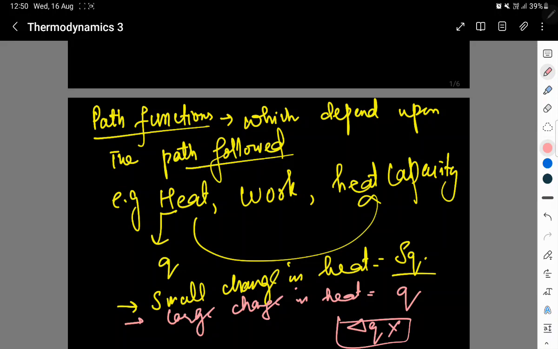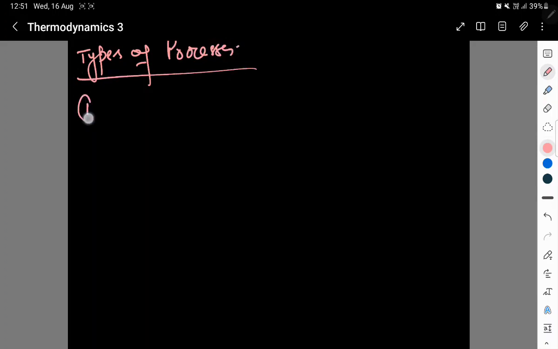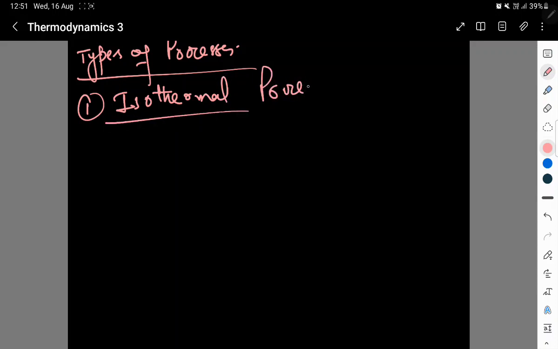Now after this we will talk about some processes. We will put the heading types of processes. The first process is the isothermal process. The process in which temperature remains constant.